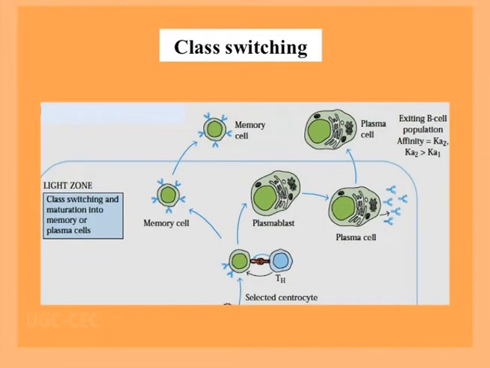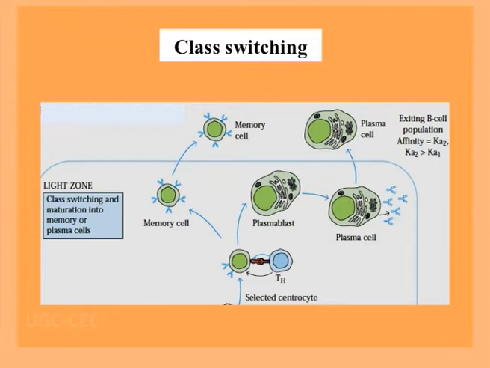Now direct interaction with the TH cell will lead to the replacement of the mu sequence by either alpha sequence or gamma sequence or epsilon sequence. That means the isotype of the immunoglobulin will be changed, keeping the variable region same. That means the newly produced immunoglobulin will have the same specificity for the same antigenic epitope, but the constant region will be changed. Now once the selected centrocyte interacts with the TH cell, it is getting that signal.